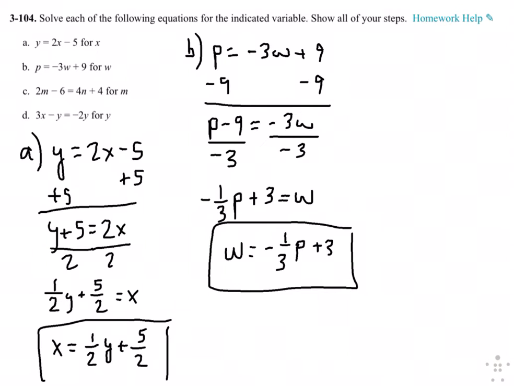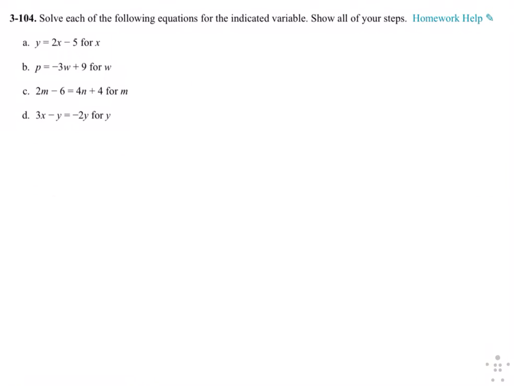By the way, you'll see that some people will leave the answer as w equals P minus 9 over negative 3. I feel that this way is a little more elegant to write it as, but this would not be incorrect, right? Okay, and then C, let's make space.